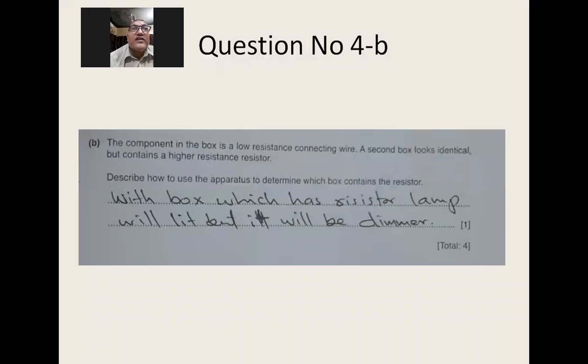So the next part is the components in the box: a low resistance connecting wire. A second box looks identical but contains a higher resistance resistor. Describe how to use the apparatus to determine which box contains the resistor. With the box which has the resistor, the lamp will be lit, but it will be dimmer. When you connect a box which has a high resistance in it, what will happen? The lamp will become dimmer because the lamp and that high resistance are connected in series with each other. So the lamp will become dim. So this was question number 4, and that was the last question.